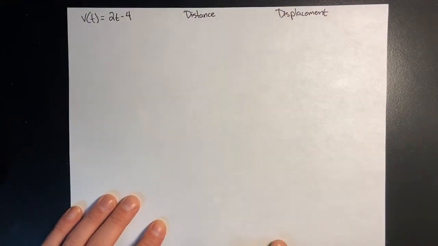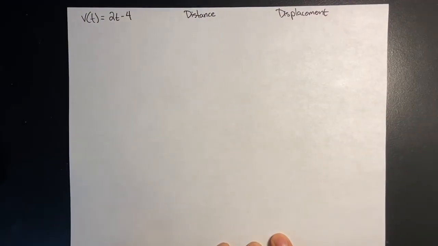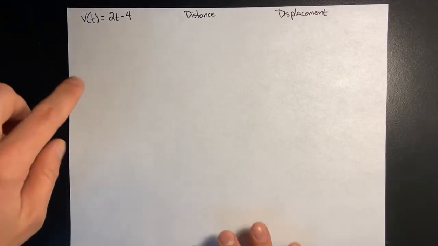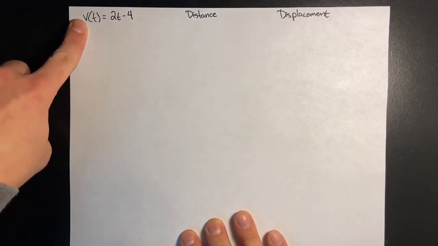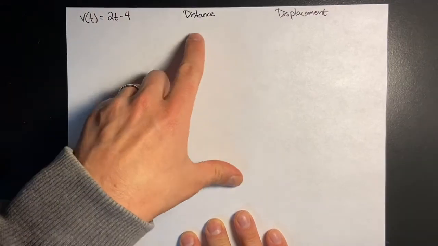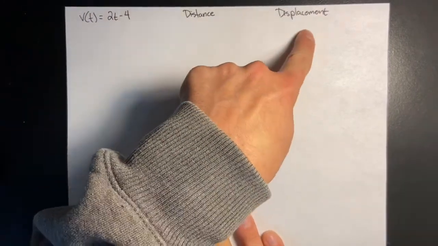Alright, boys and girls, last section we're talking about rectilinear motion once again. But instead of being given a position formula, we are being given a velocity function. And our job is to find distance and displacement.